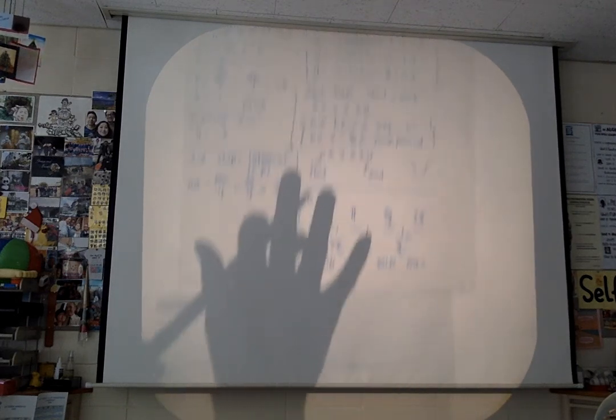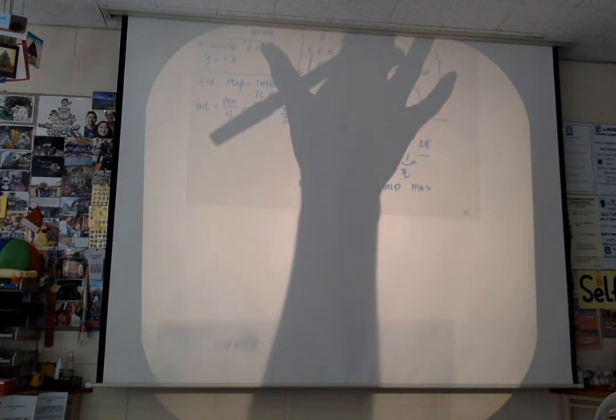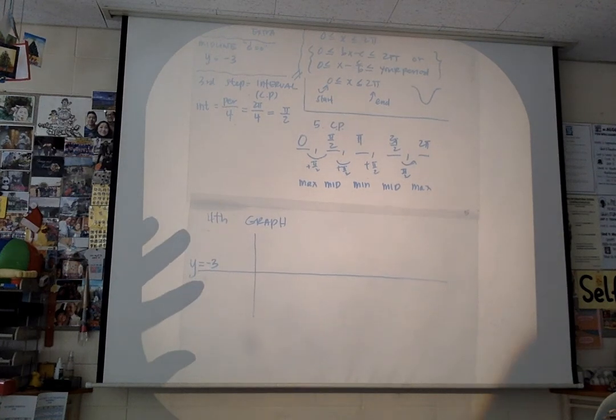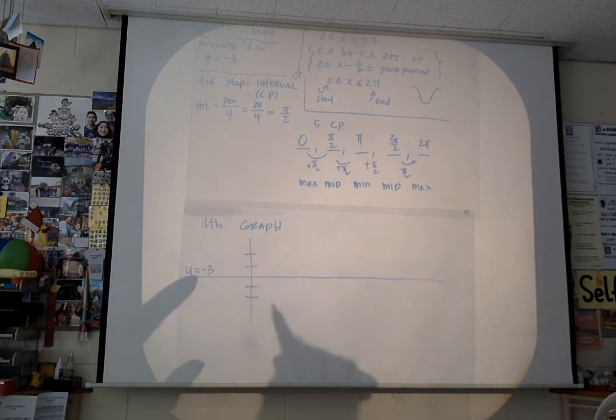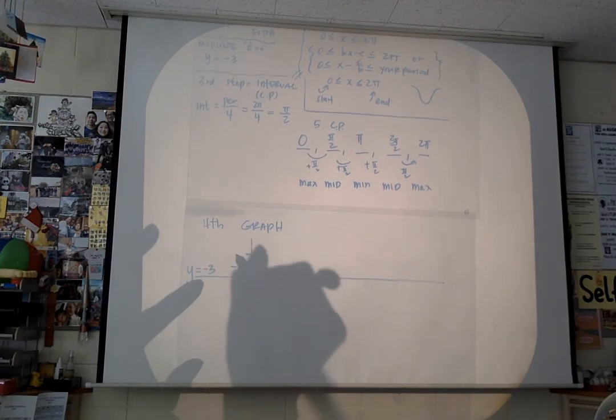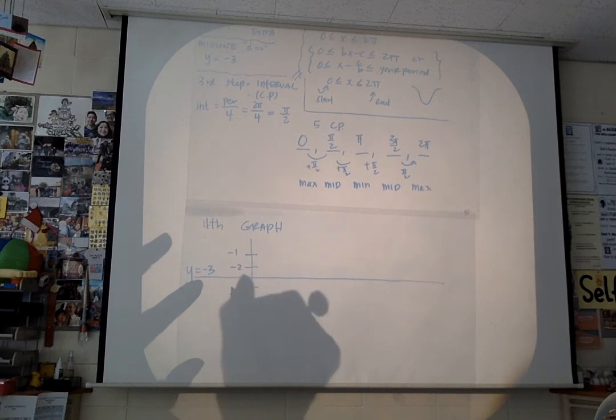Wasn't there a phase shift of down 3? Vertical shift. So I'm going to make this guy negative 3. What's the amplitude? The amplitude was 2. That means 1, 2, 1, 2. I don't need to show any more. That means if this guy is negative 3, this must be negative 2, this must be negative 1, this guy must be negative 4, this must be negative 5.